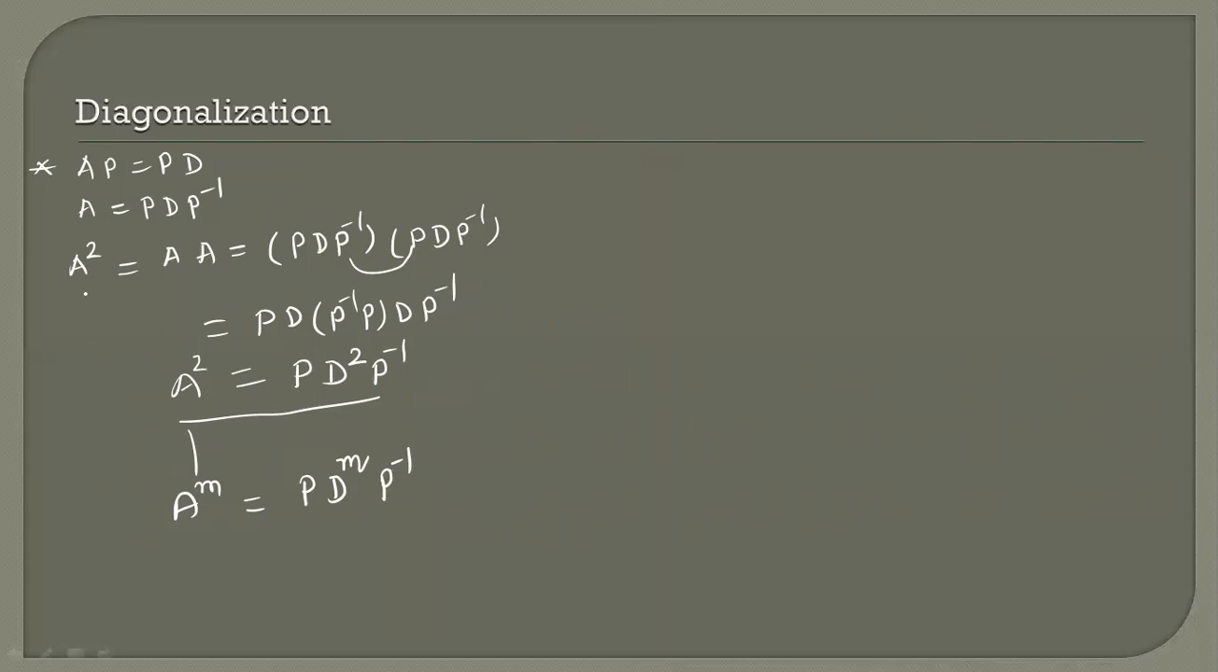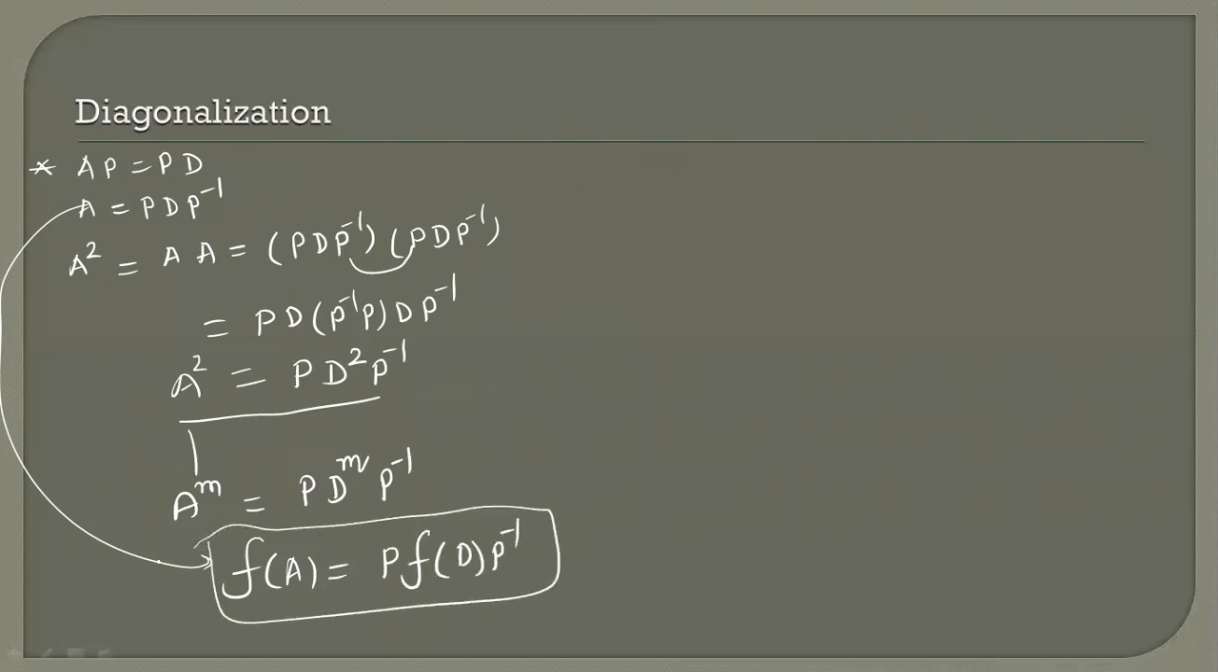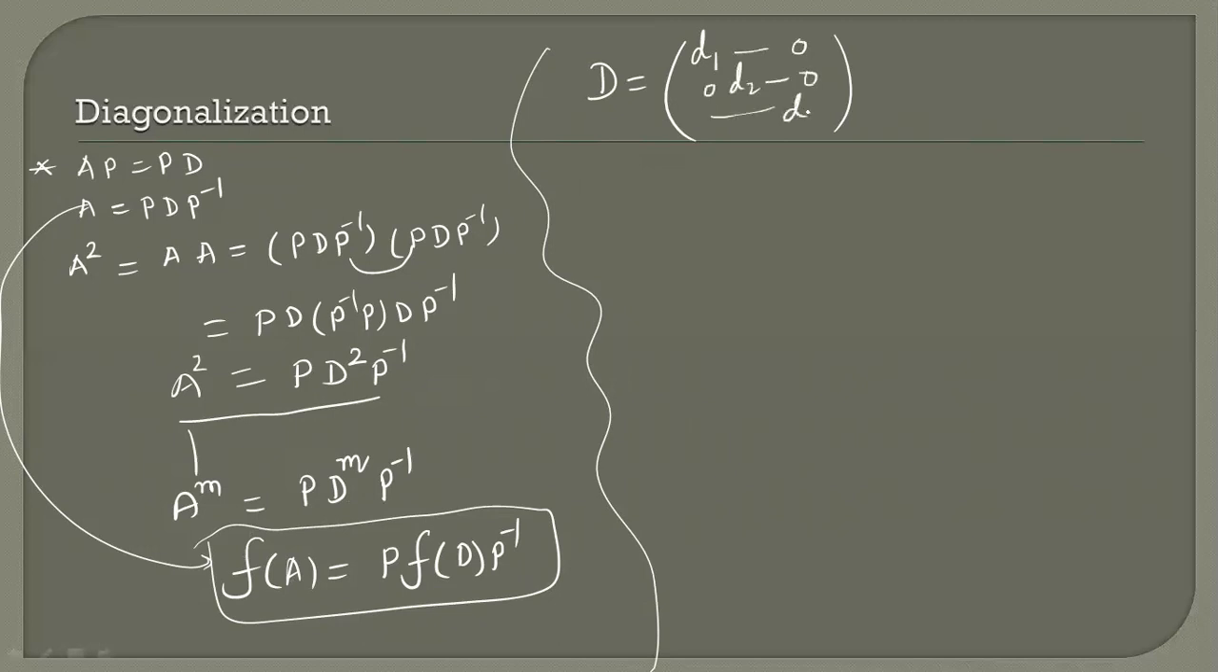If you apply any function on this matrix A, suppose any function f(A), then it will be P f(D) P inverse. The same function will operate on the similar matrix. How to define D? I have already told you how to write the diagonal matrix. Suppose this is your diagonal matrix D with entries d1, 0, 0, d2, 0, 0, 0, dn of order n cross n.